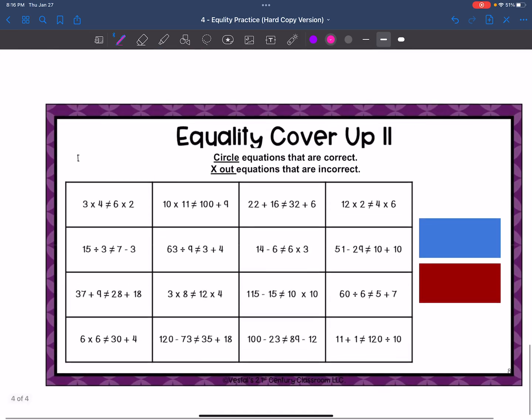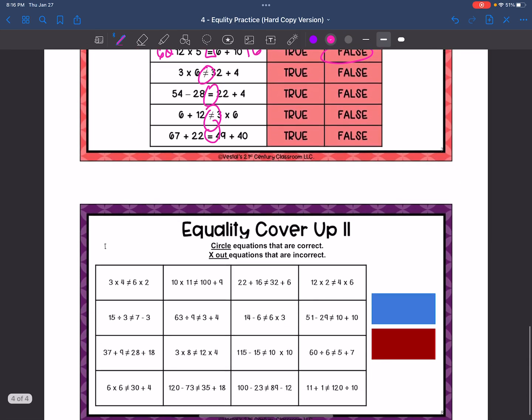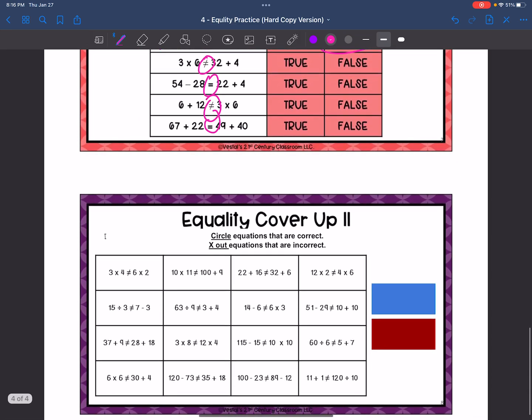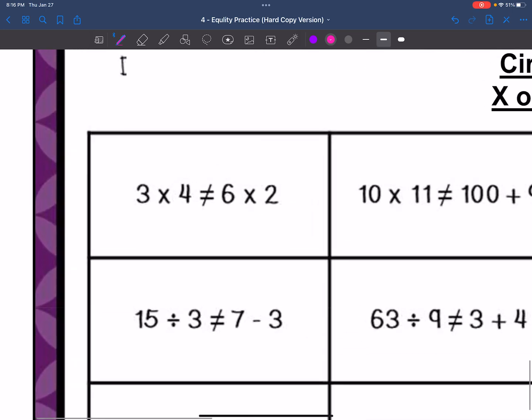All right, this is the last one we'll do together. It's the same thing as before with the true or false, but we circle the ones that are correct, X out the ones that are wrong. So watch your signs. I would recommend doing what I'm about to do here. 3 times 4 is 12. I copy the symbol. It says not equal. 6 times 2 is 12. 12 is not equal to 12? That's not true.